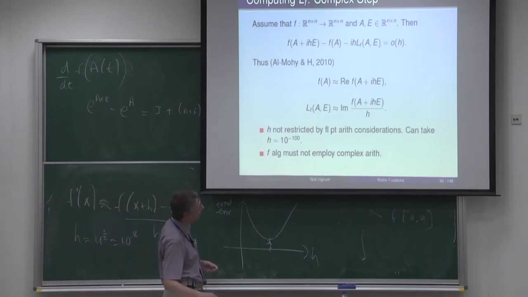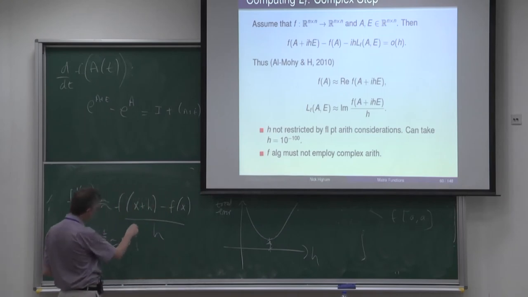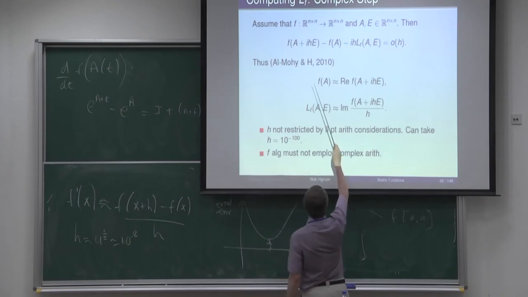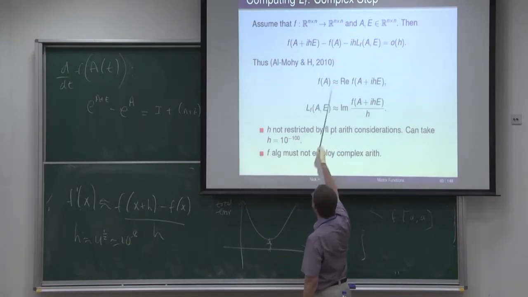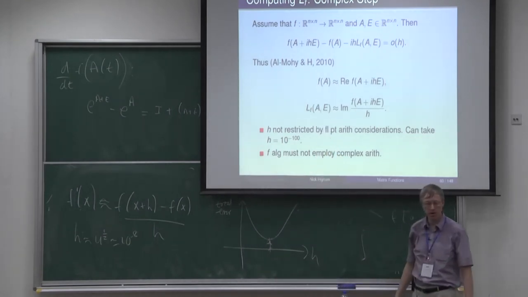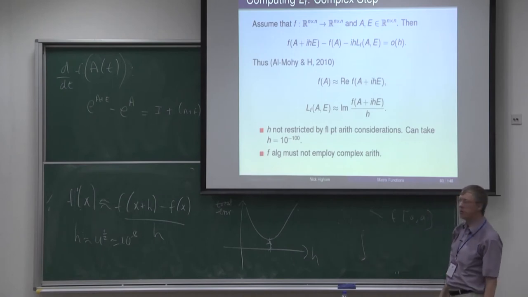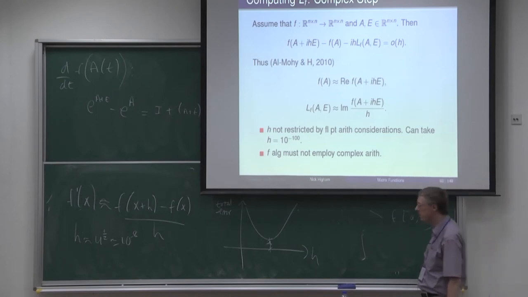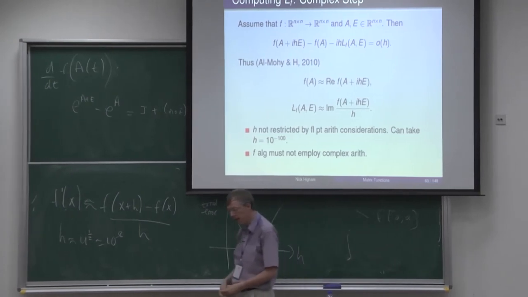So what I'm doing here is adding on to A not just a small perturbation matrix of a general form, but something rather special: the imaginary unit times h times E. Okay, so I'm going complex here. I'm making the problem complex. So what I've done there is written down the Fréchet derivative relation with, instead of E, I've now got ihE.